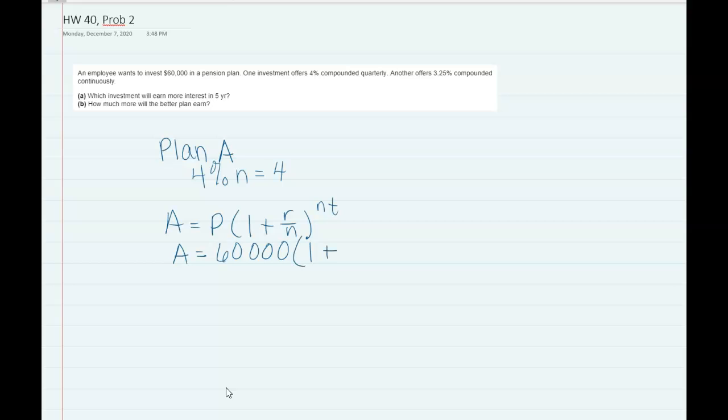We're going to have 1 plus r, our interest rate of 0.04. Remember, that's in decimal form, over 4, all to the 4 times t, and t is 5 years, because we want to know how much it earns in 5 years. All right, we just need to put this in our calculator. I'm going to do one slight math alteration, and we're going to say that we have 1.01, and then we're going to raise that to the 20th power. So I'm going to put this in my calculator just like this.